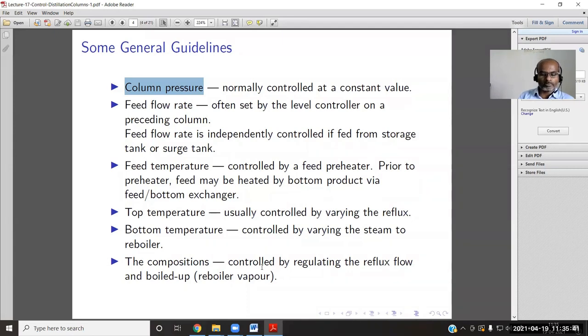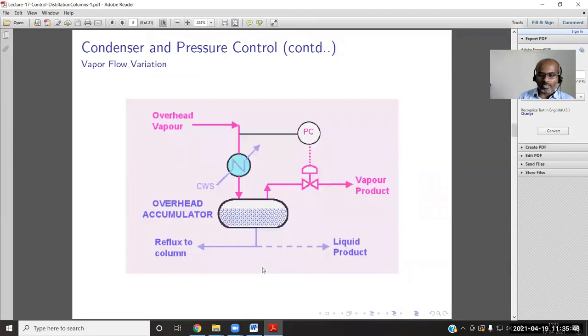Okay, is that right? Is it fine? Otherwise I will ask there. Fine. Otherwise we have to increase the coolant flow rate to the condenser. The cooling water, CWS is referring to the cooling water system. So the cooling water flow rate has to be increased, that's all.